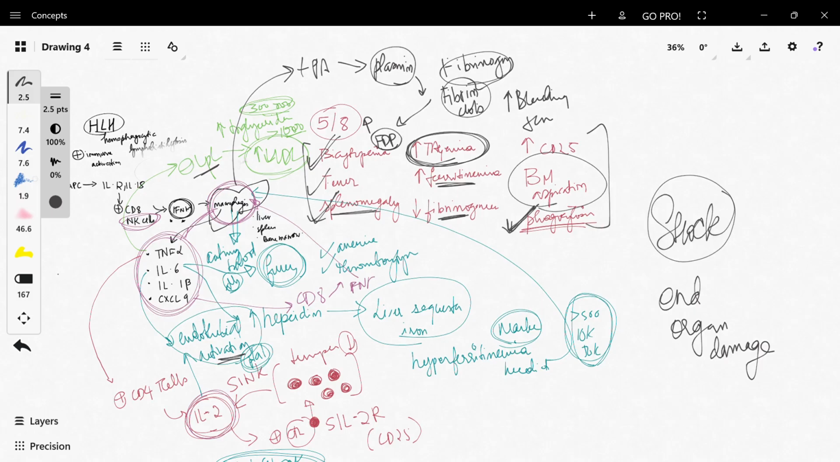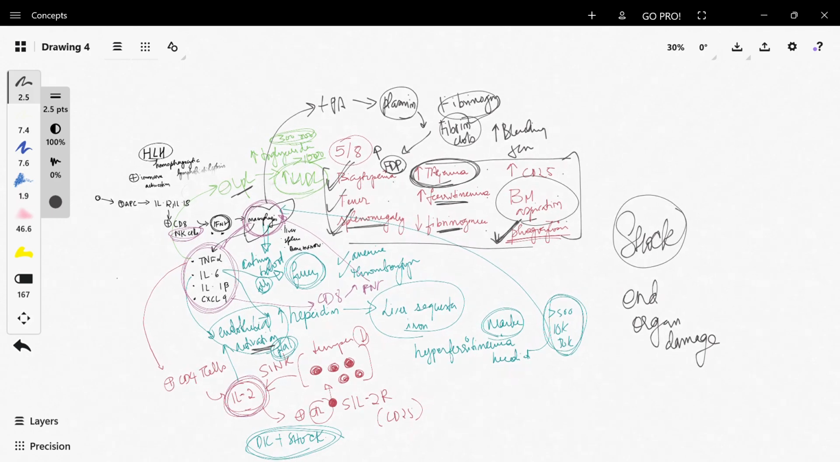I hope this was helpful in trying to see how it presents, and how that would tie into a board question either for the USMLEs or for the IM boards, and the clinical vignette that you might come across when a patient comes in with HLH.